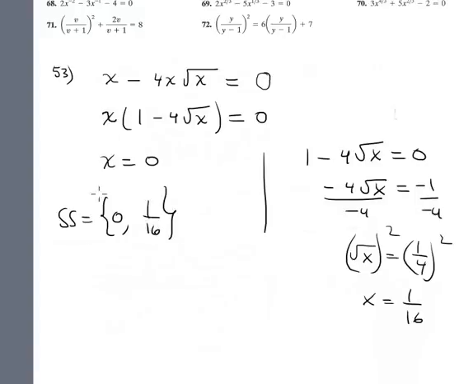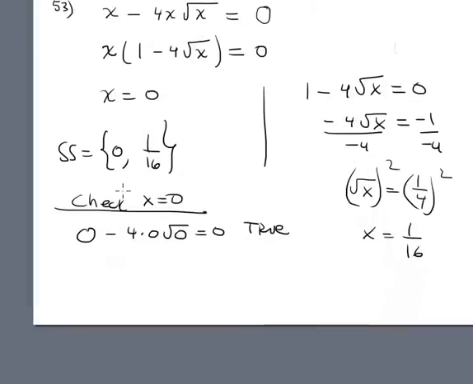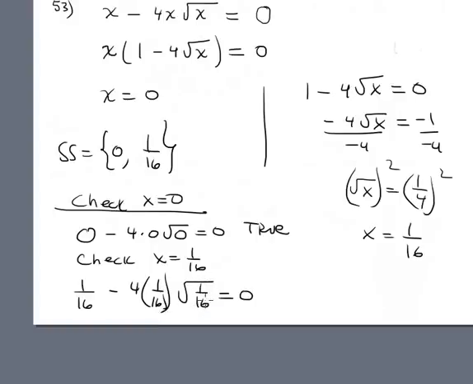Okay, let me check it just in case. For x equals 0: 0 minus 4 times 0 times radical 0 is equal to 0. It's obvious that it's true. Now let's see if 1 over 16 is correct or not. Check for x equal 1 over 16: 1 over 16 minus 4 times 1 over 16 times the square root of 1 over 16 should be 0.